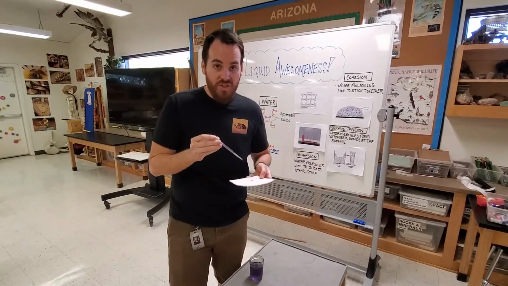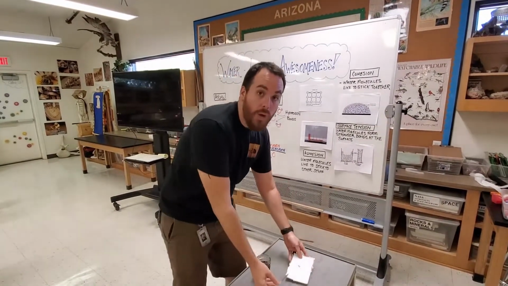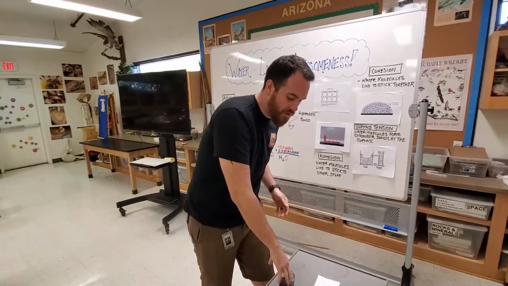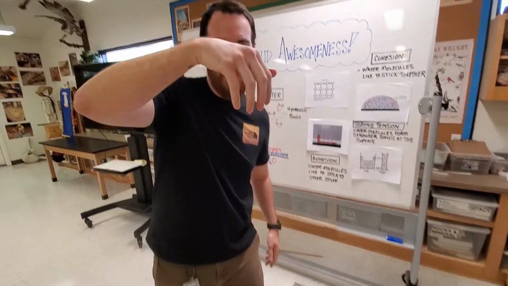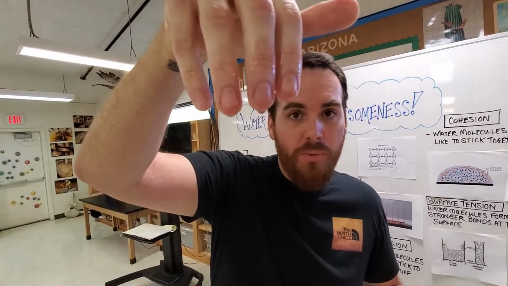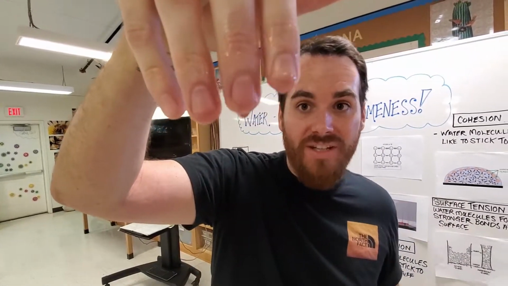Now, water doesn't just stick to itself, which is cohesion. It likes to stick to other things, which is called adhesion. When water sticks to other things, like it loves to stick to my fingers and your body. This is why you get wet when you jump in a pool, because water adheres to you. Adhesion.